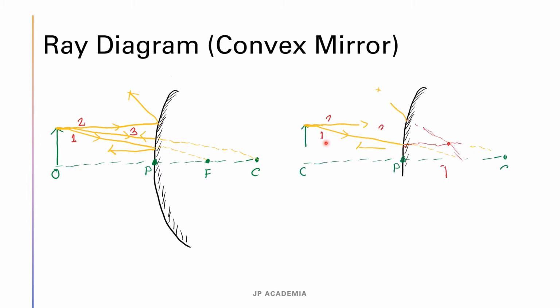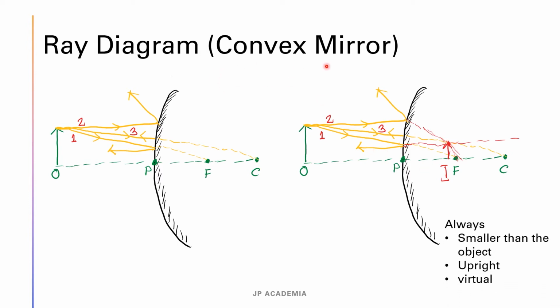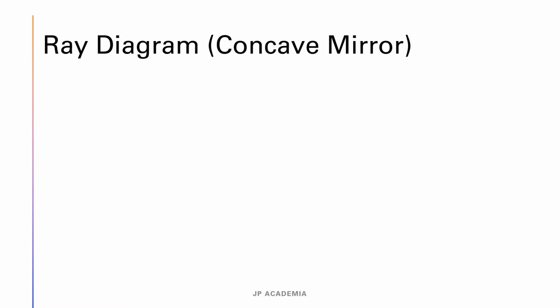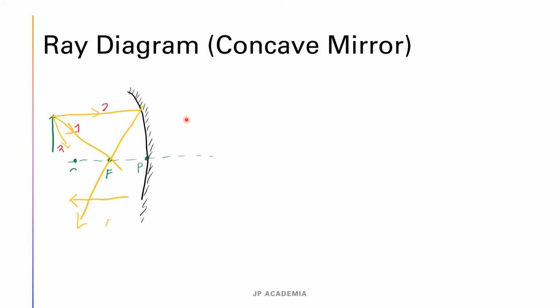Next is to trace the reflected rays, and the point of intersection is the position of the image. So for this case, after getting the point of intersection of our reflected rays, we have this image. And this image for the case of a convex mirror is always smaller than the object, as can be observed. It is upright, and this is virtual, meaning that it is placed at the opposite side of the reflected rays. Next, let's try a concave mirror.